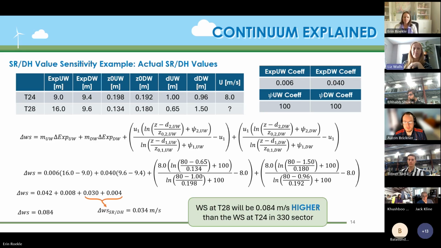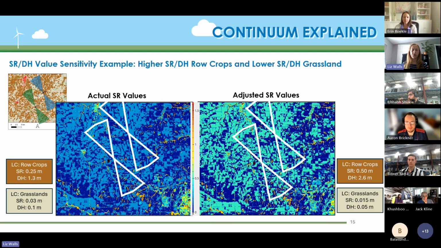Great, thanks, Erin. So that was our base case sensitivity. After we did that, Erin and I said to ourselves, what would happen if we modified some of those roughness and displacement height values of those land cover keys? The first sensitivity that we're going to show is what would happen if we made the row crops taller and rougher and made the grass lower and smoother. Out of curiosity, how would that change the model, or change the estimated wind speeds, I should say.